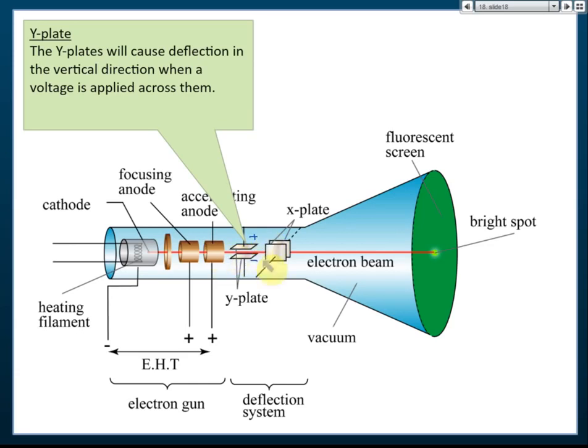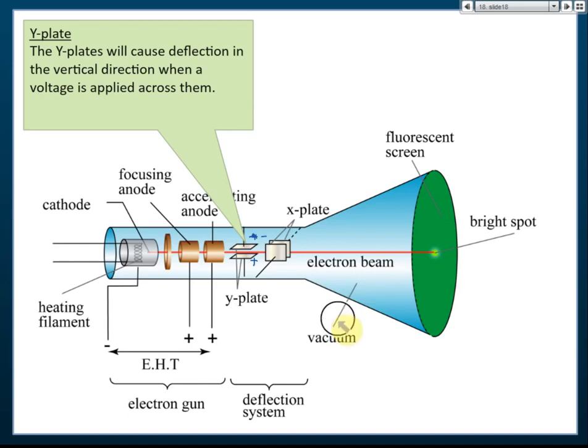So if you want it to move down, then we apply the positive to the lower plate and the negative to the upper plate, and then it will deflect downwards. So the Y plate deflects the beam up or down, and the X plate deflects the beam left or right. That is the deflecting system.